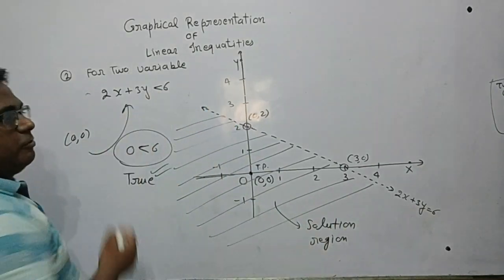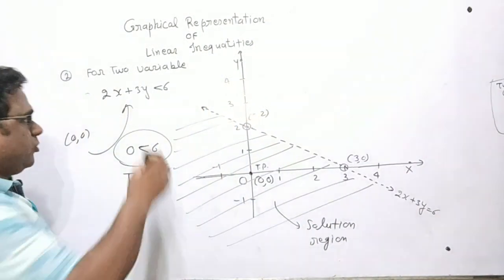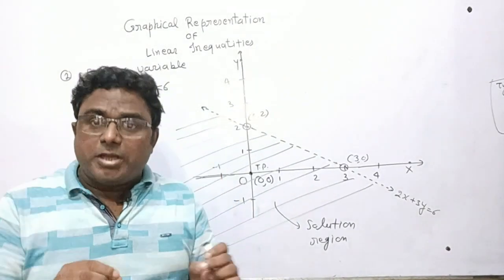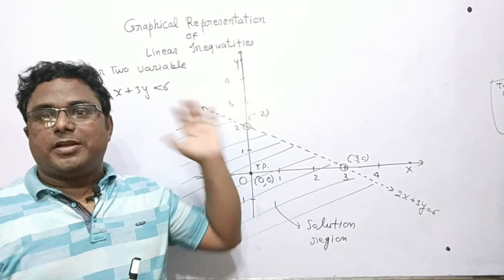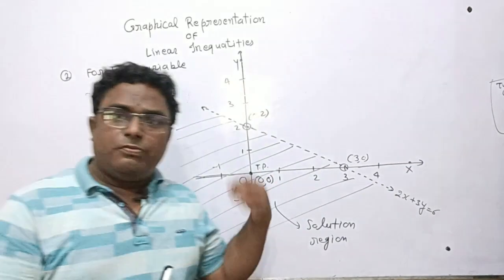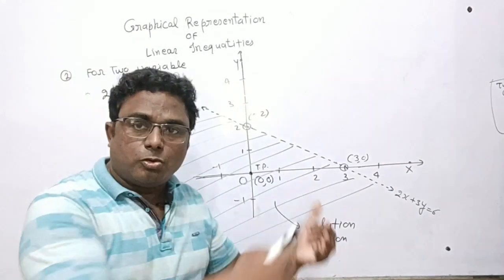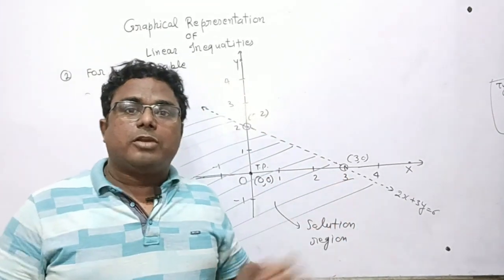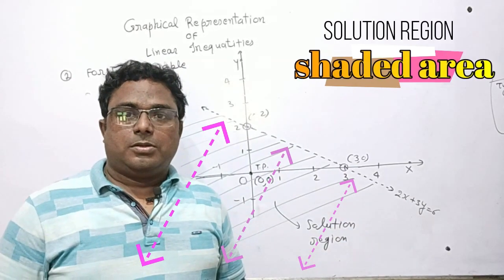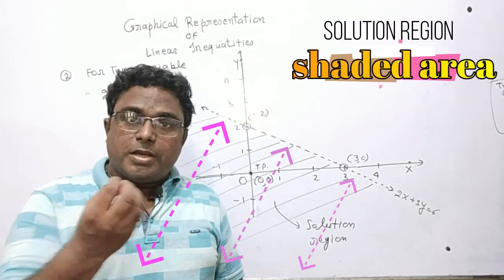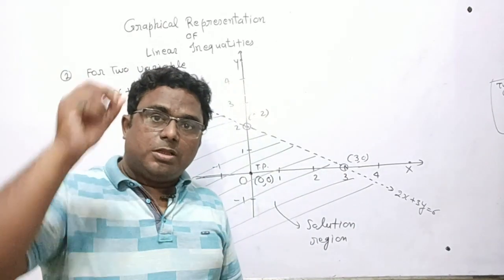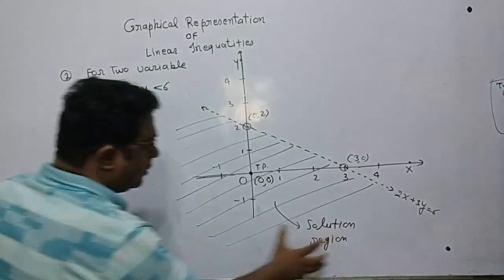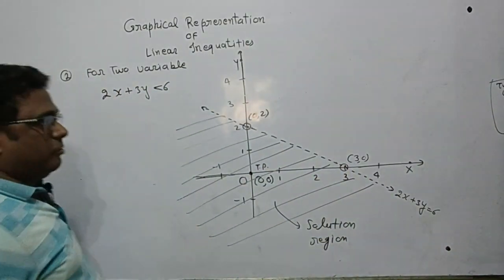What is the meaning of solution region? Solution region means a region whose every point will satisfy the given inequality. If you take any point outside the solution region and put that point into the inequality, then the inequality will not be satisfied. Only if you take a point from the solution region will that point satisfy the given inequality. So this is the graphical representation for this inequality.